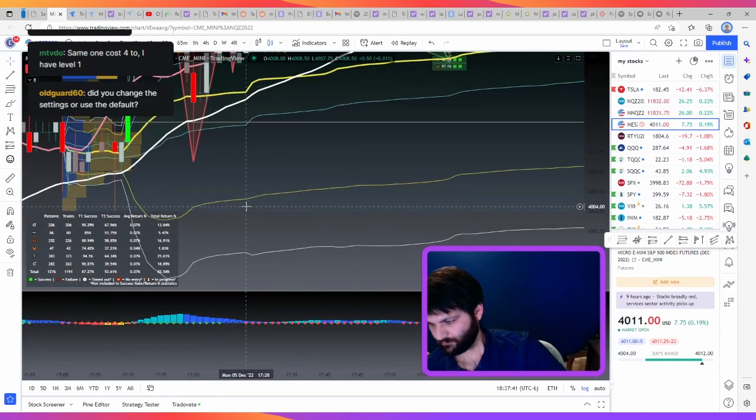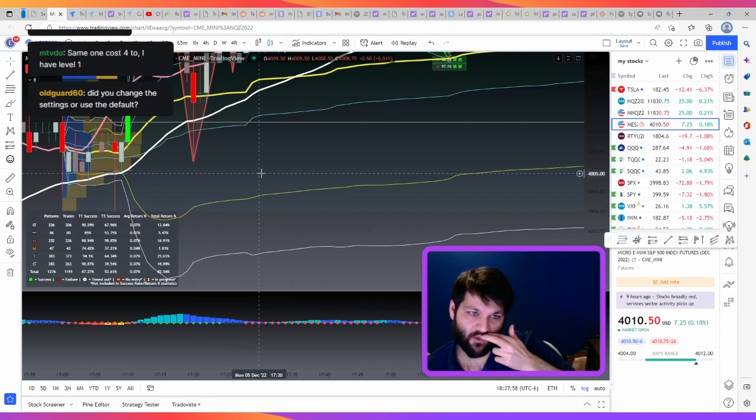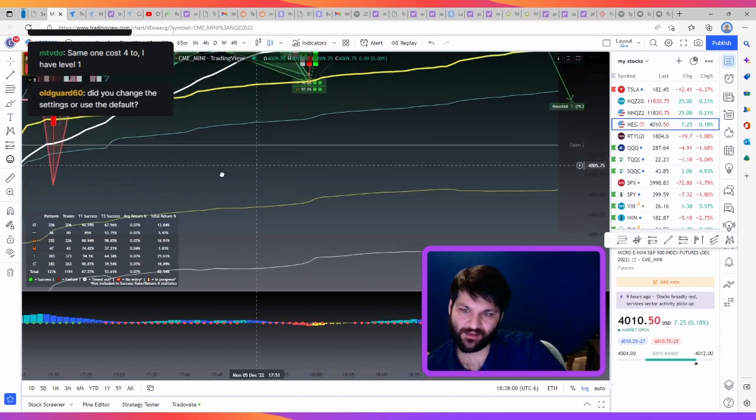So this right here actually shows you, your table is going to show you how accurate it is and how much percent return you can expect if you use the entries and exits, stops and everything, which is at 82% right now on the 1 minute, which is crazy.